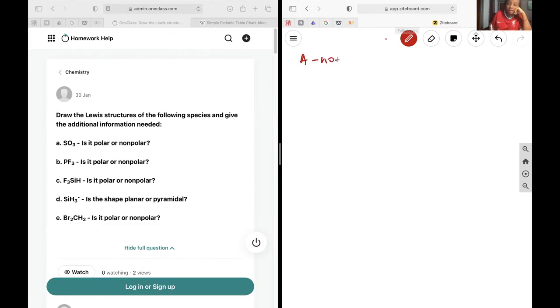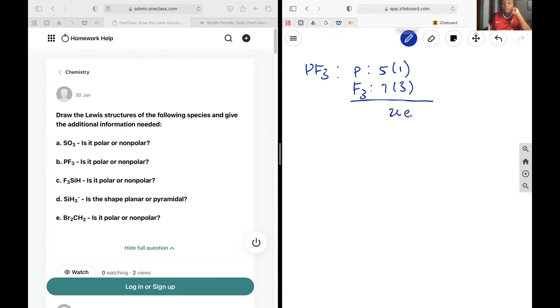For A, it is non-polar. For our next one, we have PF3. So as we did before, count your valence electrons. Each phosphorus will give me 5 per atom, and each fluorine will give me 7 per atom. This will add to a total of 21 plus 5, so I have 26 electrons to distribute.